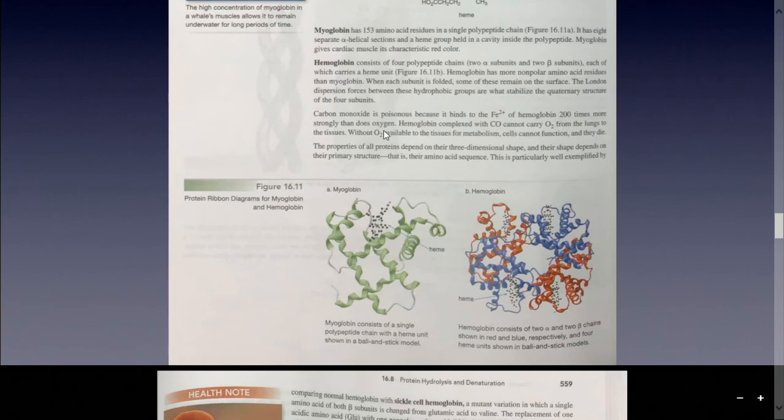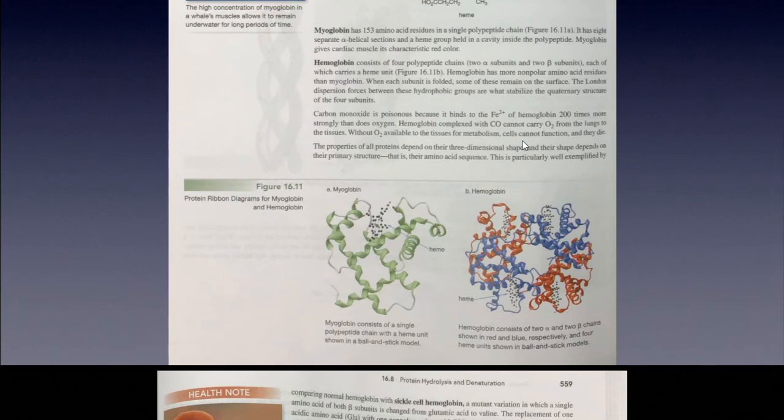than the oxygen, which means, guess what? You ain't getting no oxygen taken and traveled through your blood. And so that's how you die. Hemoglobin complexed with CO, again, cannot carry oxygen to the lungs and tissues, and without that available, cells can't function. They can't do cellular respiration. The mitochondria can't do its work and make ATP, and everything shuts down.